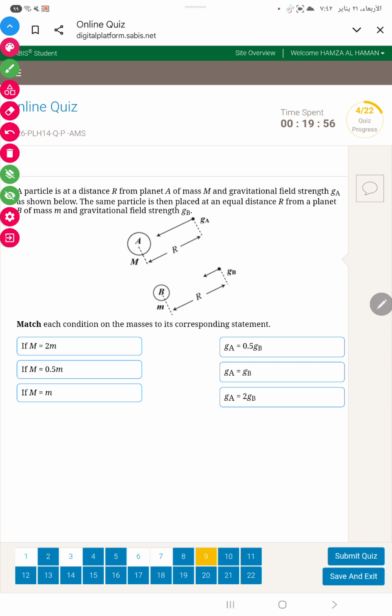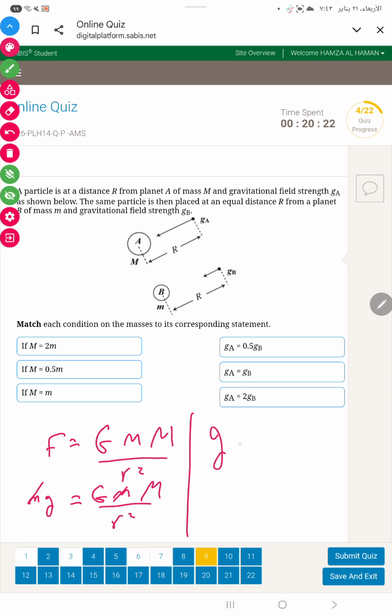Now, according to the formula given by Newton's law of universal gravitation, force is equal to G m times m divided by r squared. We can write here mg is equal to G m divided by r squared. We can cancel m and m, and then we find that the gravitational acceleration is G times the mass of the planet divided by the square of the distance from the planet.